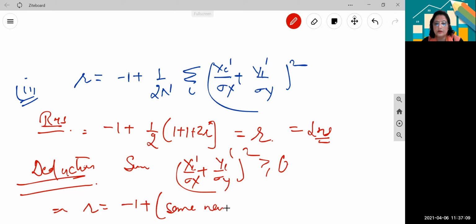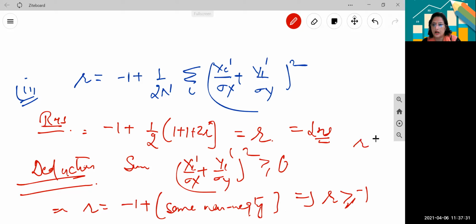some non-negative quantity, right? And it implies -1 में आप एक नॉन नेगेटिव क्वांटिटी को ऐड कर रहे हो, it implies r is greater than or equal to -1, right? So from the previous one you deduced r is less than or equal to 1. So on combining both, what you will get, -1 is less than or equal to r is less than or equal to +1.